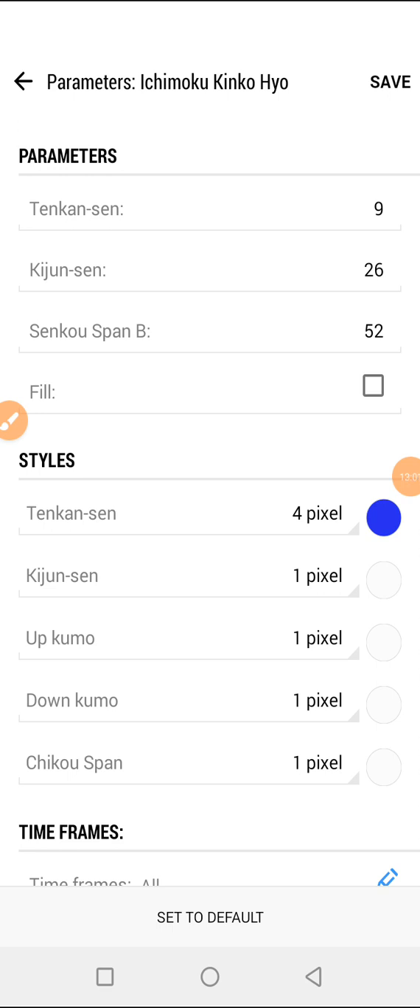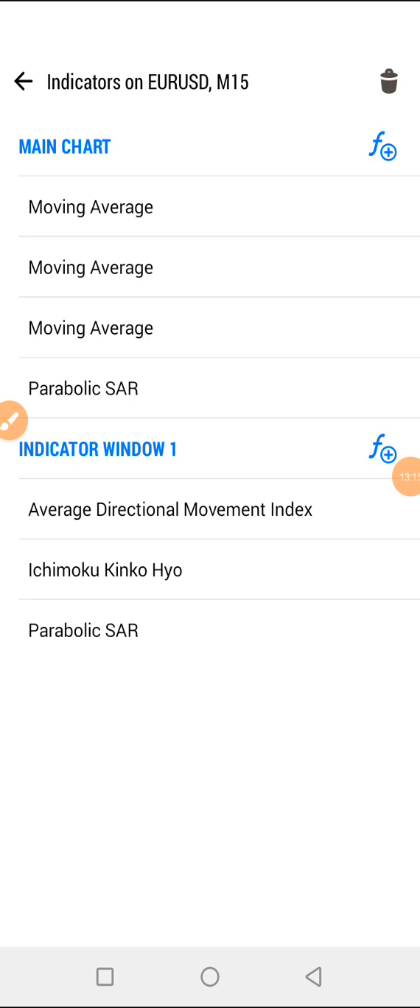Now to add in your window 1, you add the Ichimoku with the default settings. Then make sure you aside the Tenkan-sen, the others should be on background color, and put them on 1 pixel, or the Tenkan-sen should be 4 pixel, and use any color of your choice. Then you click on save.